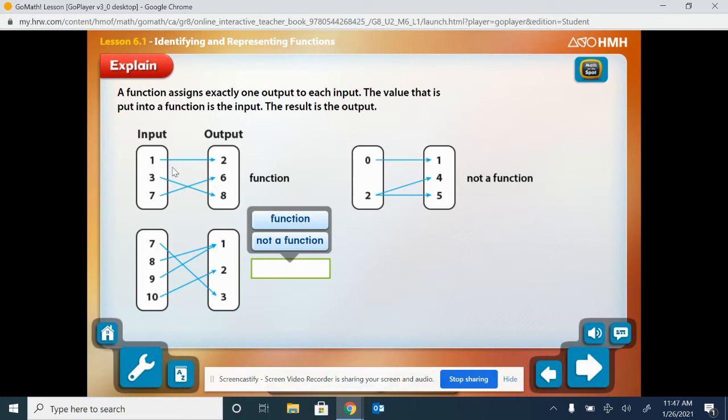So look here. The 1 has only 1 arrow. The 2 has only 1 arrow. I'm sorry, the 3 has only 1 arrow. The 7 only has 1 arrow. So that means this is a function. Now let's take a look at the second one.